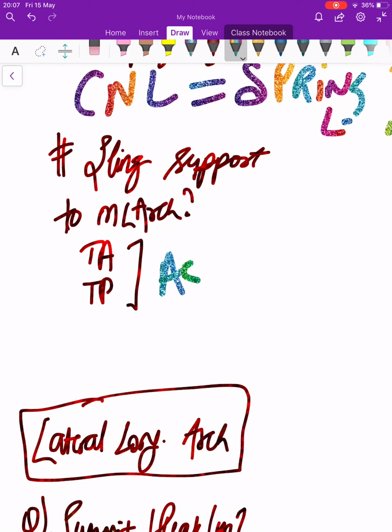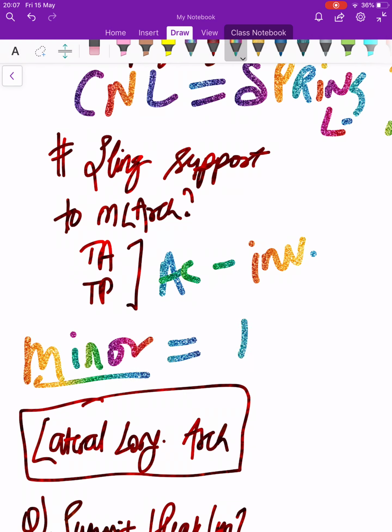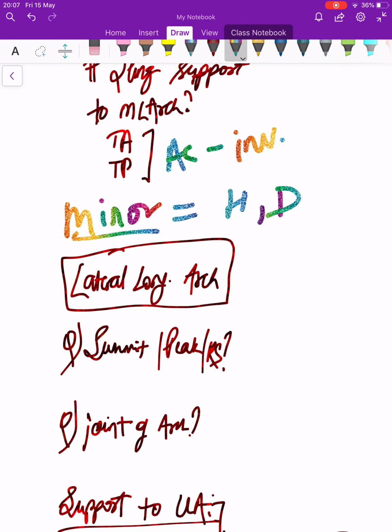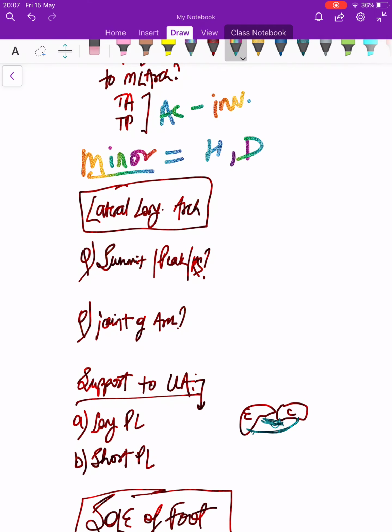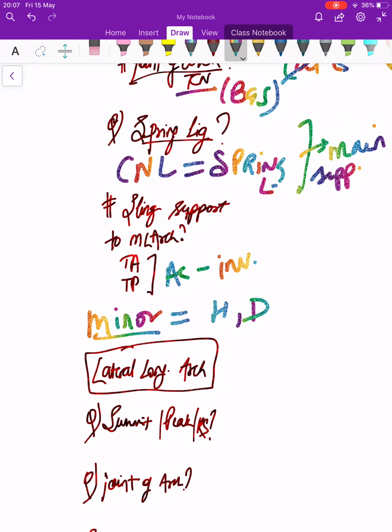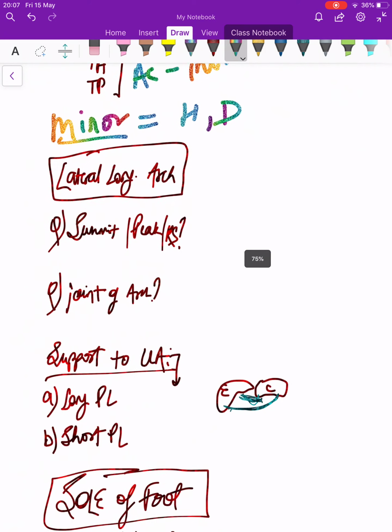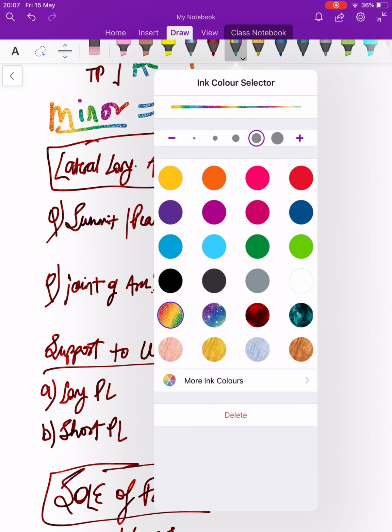And their action is inversion, right. And the minor sling support, if we talk about the minor, then they are the flexor hallucis longus and the flexor digitorum longus. Fine. जो कि हमारे फ्लेक्सर रेटिनाकुलम में से जा रहे हैं वही एज अ स्लिंग सिस्टम काम करते हैं, राइट.